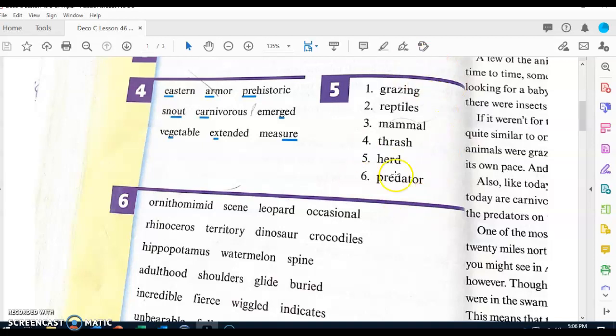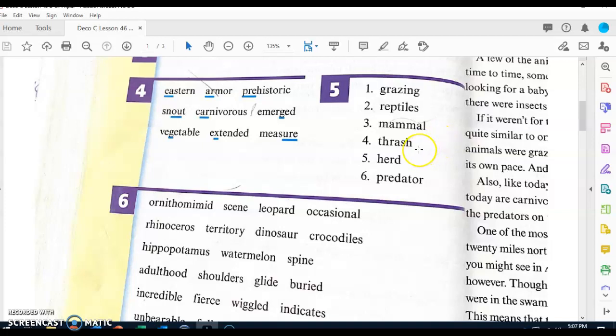Look at part 5. We're going to talk about what those words mean. Word number 1. What word? Grazing. Animals that are eating grass in a field are grazing. Touch word number 2. What word? Reptiles. Snakes and lizards are reptiles. Word number 3. What word? Mammal. A mammal is a warm-blooded creature that has hair.